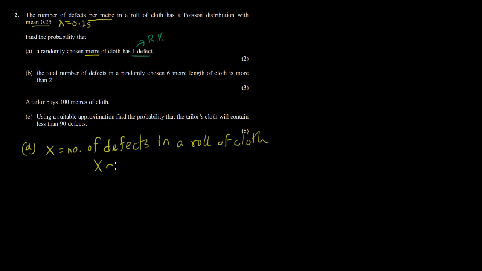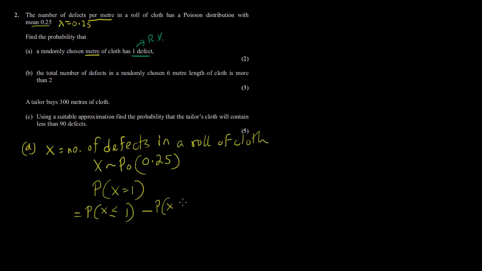Now we define the Poisson distribution, where 0.25 is the value of lambda. Now remember, the random variable is 1. So it has one defect, that means x equals 1. If we want to use the table, we can write it as probability of x is less than or equal to 1 minus probability of x is less than or equal to 0. This is the same as probability of x equals 1. Remember, the table is cumulative.